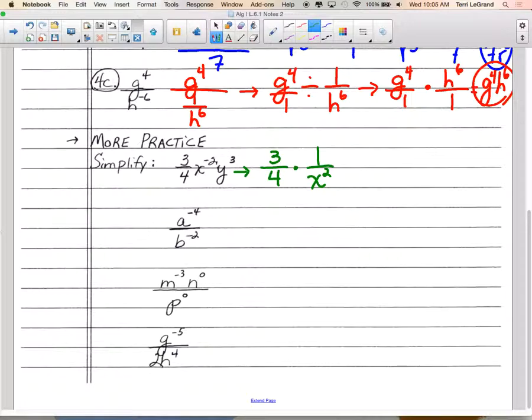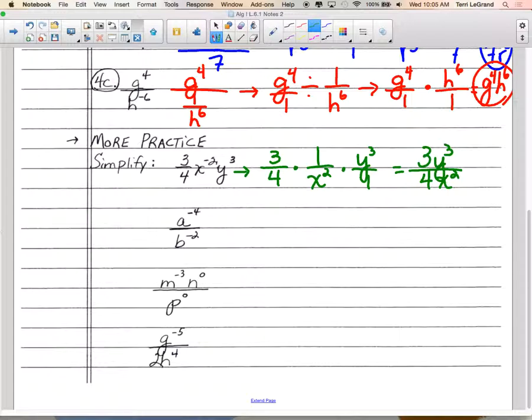How about y to the third? Does it need to be renamed? Why not? So it doesn't have a negative or a zero. Yeah, it's a positive exponent. It's not a negative or a zero, but we're going to make it into a fraction because everything else in the problem is fractions. So we're going to put it over 1. And now we're just going to multiply straight across. 3 times 1 times y to the third, 3y to the third. 4 times x squared times 1, 4x squared.